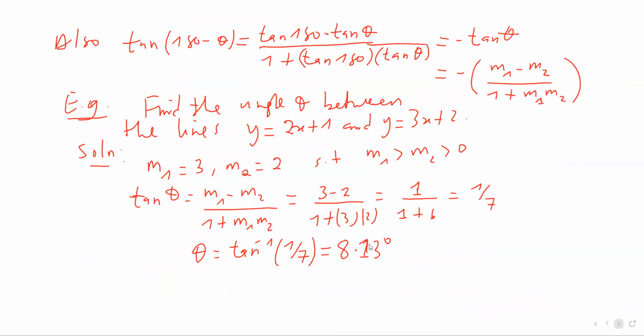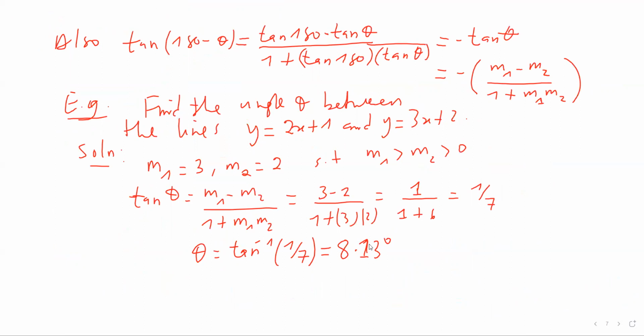Then if you take the other angle, which is 180 minus theta, using the trig identities you have tan 180 minus tan theta over 1 plus tan 180 tan theta. And this is nothing else but negative tan theta, because tan 180 is 0.